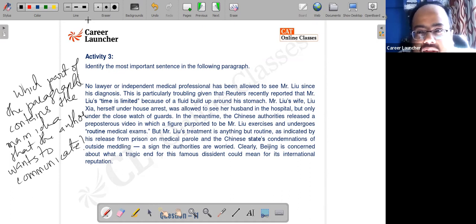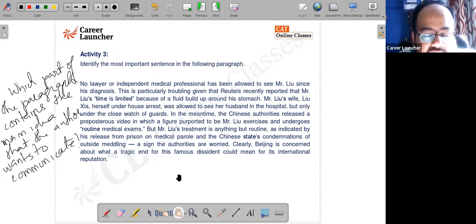Take your time. There's no hurry. But try to identify in which part the main idea of the author lies. The three options are first part of the paragraph, center part of the paragraph, or the last part of the paragraph.